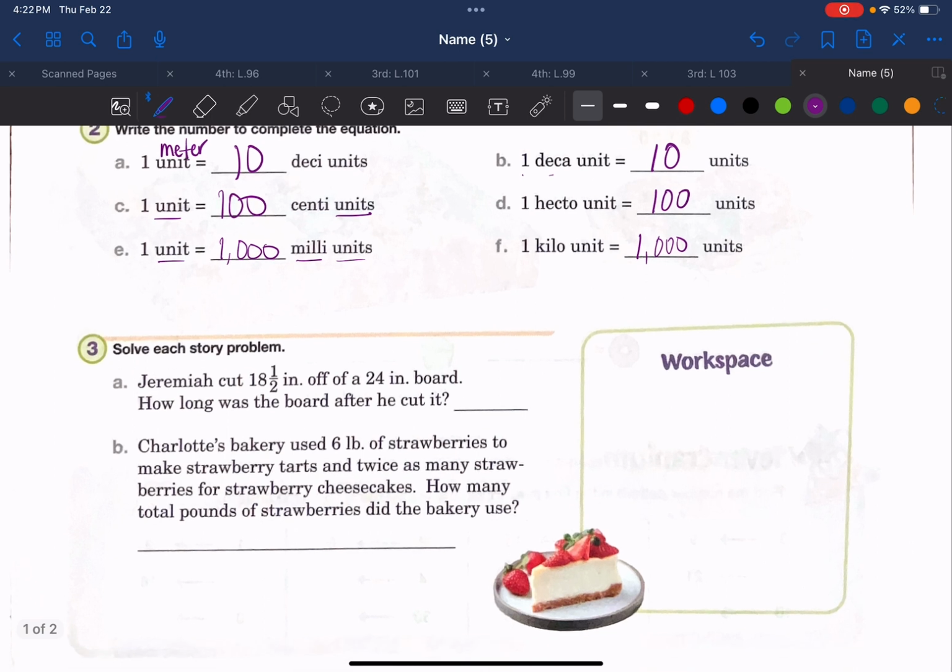Then the story problem says, Jeremiah cut 18½ inches off of a 24-inch board. How long was the board after he cut it? So you need to do some fractions there. You might need to convert. Charlotte's Bakery used 6 pounds of strawberries to make strawberry tarts and twice as many strawberries for strawberry cheesecakes. How many total pounds of strawberries did he use?